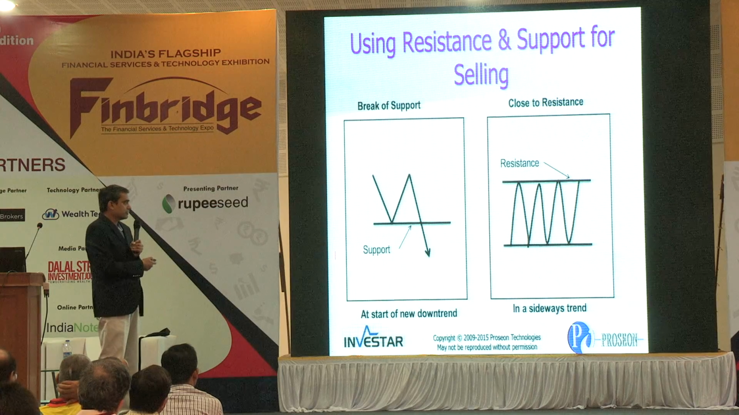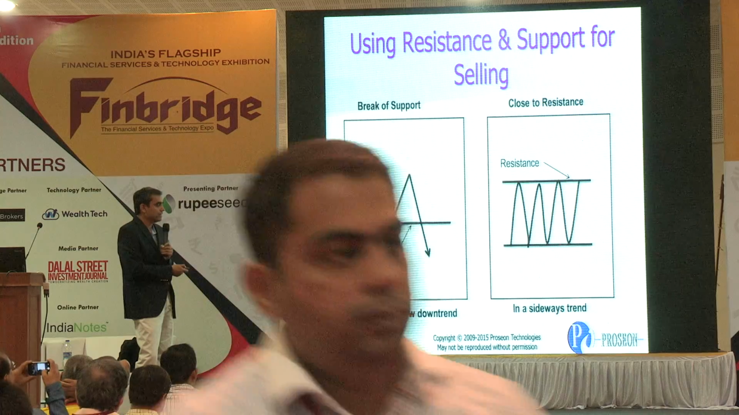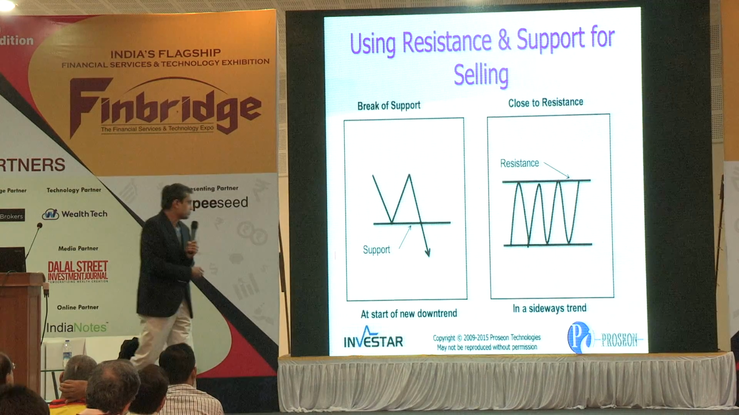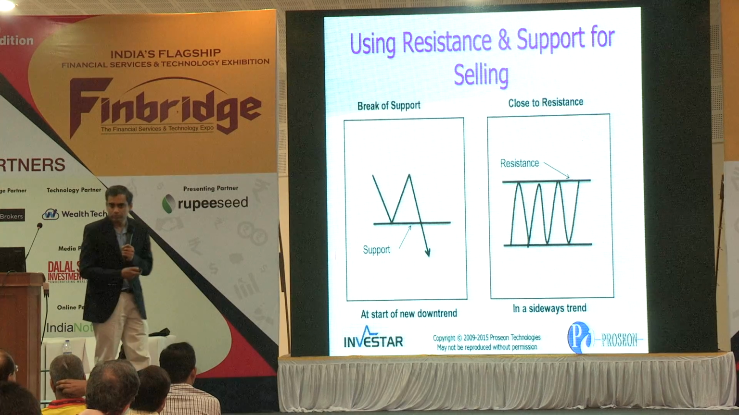The other way to actually use the support resistance is for selling. So if you have a start of a new downtrend, that is in the sideways trend, if the support is broken, you probably have a start of a new downtrend, and that would be a sort of a sell signal to actually sell the particular stock.